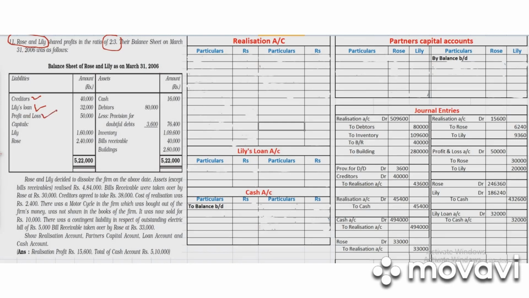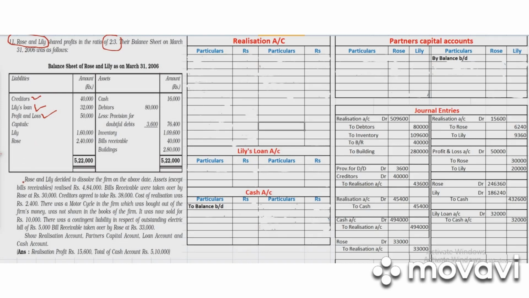Then of course the profit and loss account is given. This is a profit, a credit balance. Then capitals are given, no issue there. Assets are given: cash, debtors, then inventory, which is the stock, then bills receivable, building. Both current assets and fixed assets are given, and both current liabilities and fixed liabilities are given on the liability side.